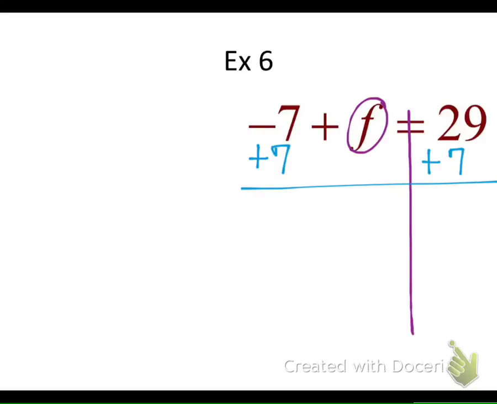Okay, now I need to clean this problem up a little bit. I need to do some things. So what do I need to do on my left side yet? Okay, I'm going to bring down my variable f. What else do I need to do?